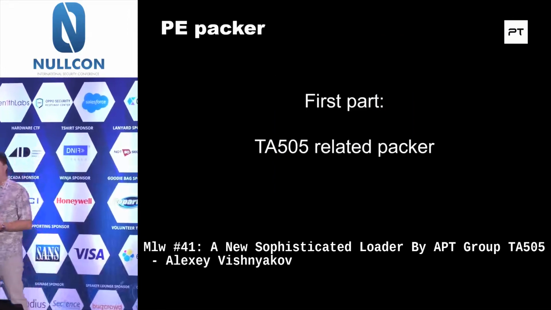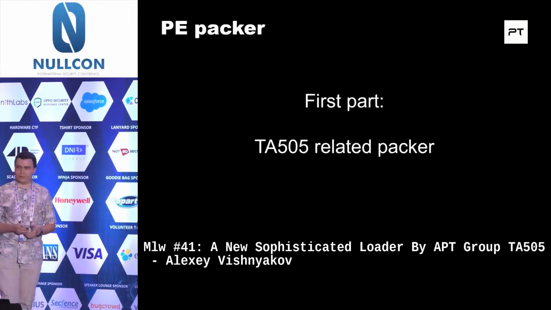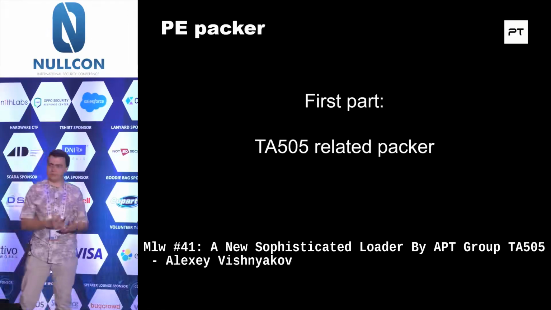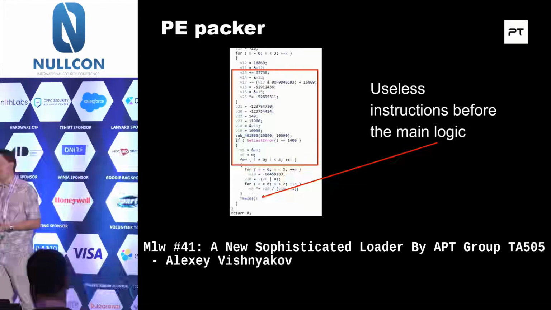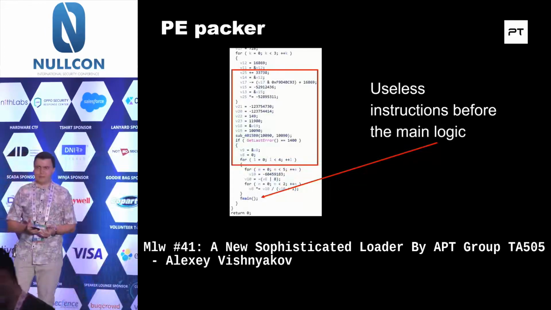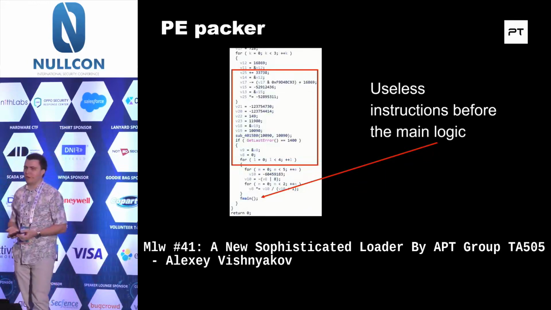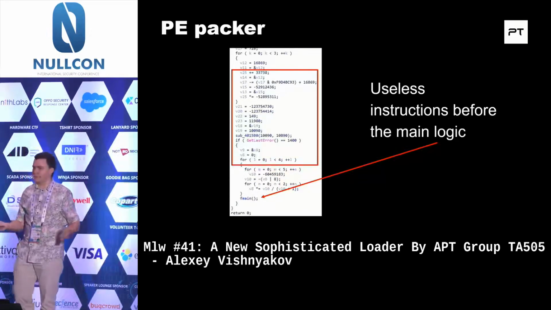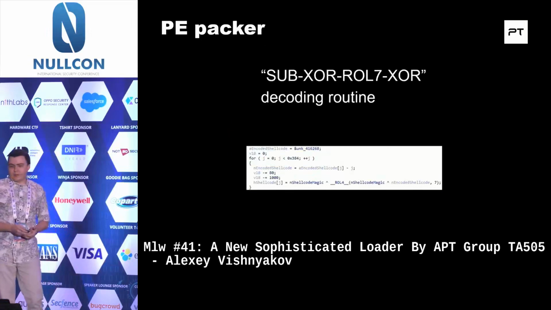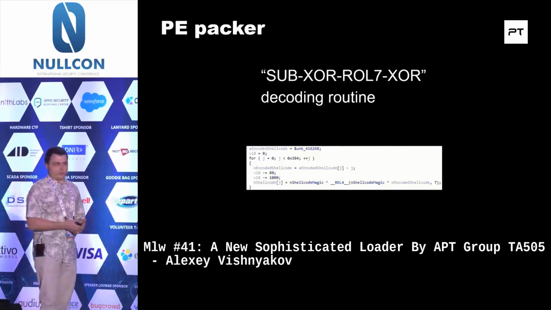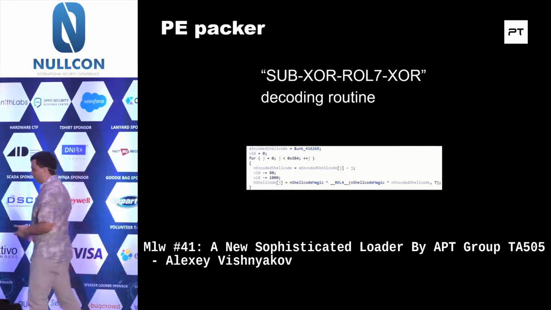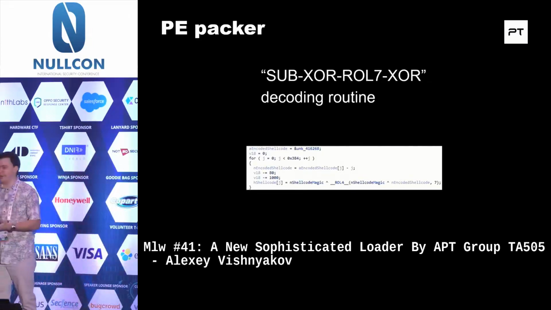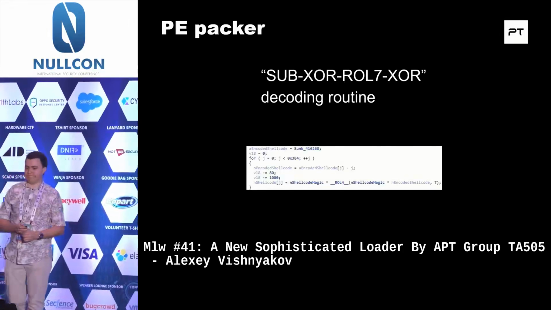So this sample is consecutively packed with two different packers. I will briefly describe both of them. The first one begins with a couple of arithmetic operations. Basically, they do nothing. It's just a well-known technique to break some portable executable emulators. Then the first layer will be decoded. This is a simple routine based on subtraction, exclusive OR, shifting operations. Please remember this. We'll return to it later.